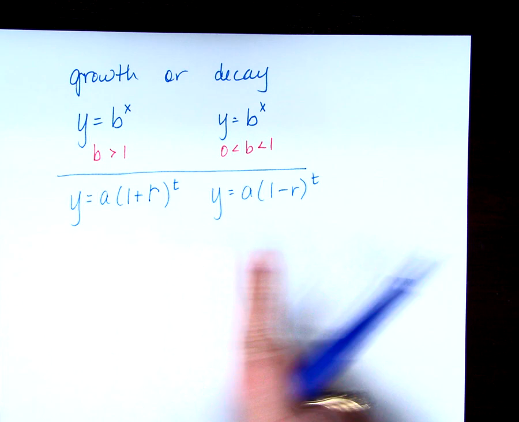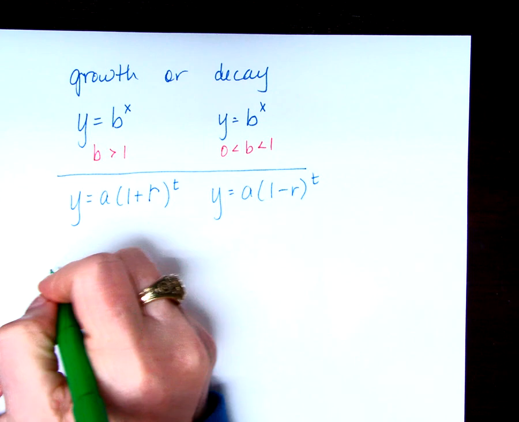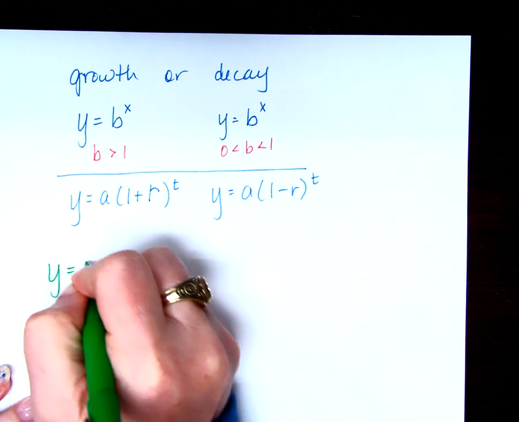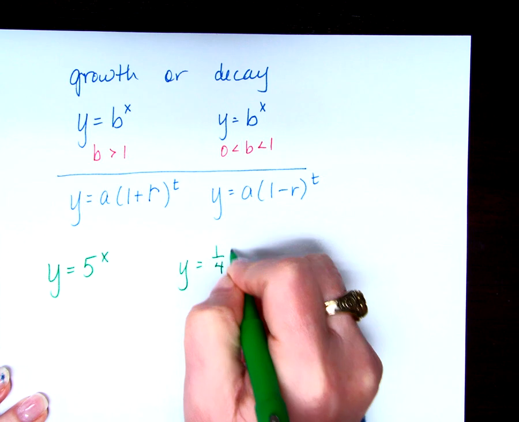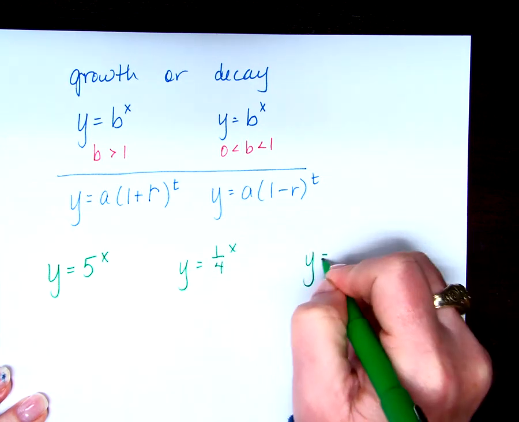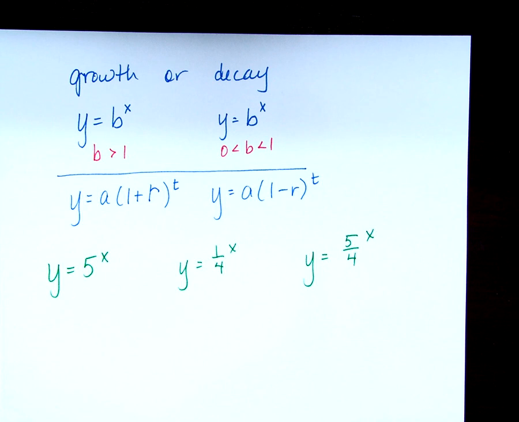So these are the two ways that we're going to look at this today. But let's go ahead and start off with the easy ones. Are you okay with that? Because like I said, I'm going to ask you to identify whether equations are growth or decay. Okay? So we'll start off with these three: y equals 5 to the x, y equals 1/4 to the x, and y equals 5/4 to the x. Those are the three we're going to start with.